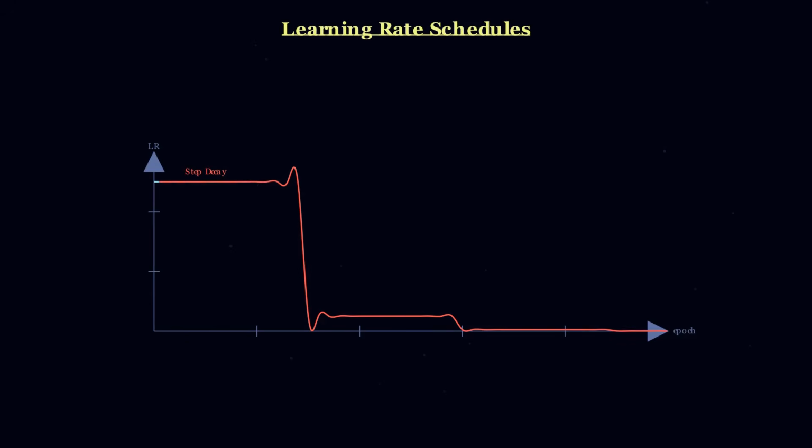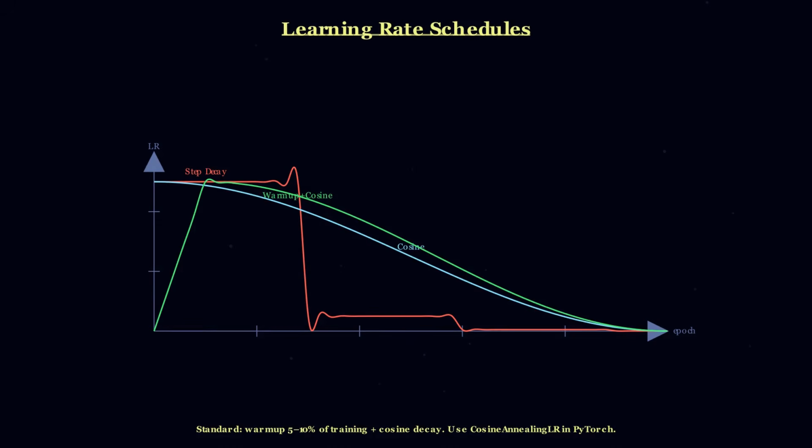Learning rate schedules: the final 10% that makes training reliable. A fixed learning rate is rarely optimal. Early in training, you want a larger rate to make fast progress. Late in training, you want a smaller rate to fine-tune into the minimum. Schedules vary the learning rate over the course of training.